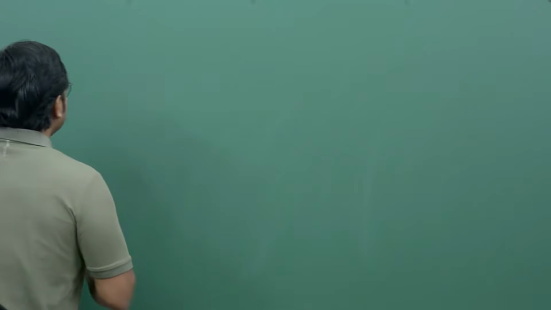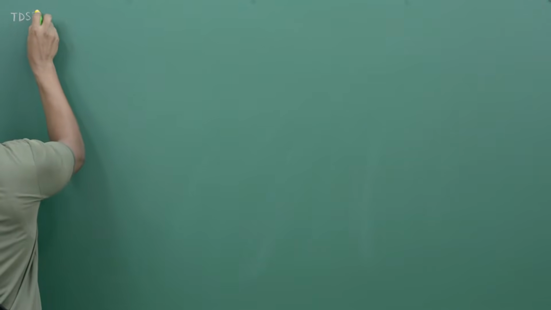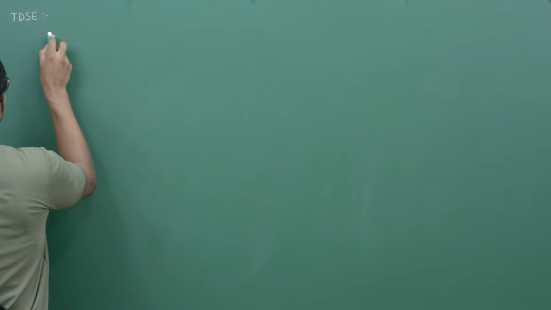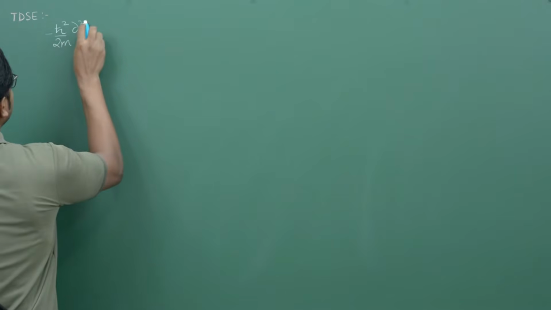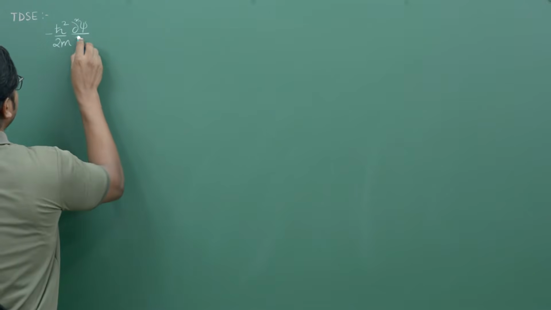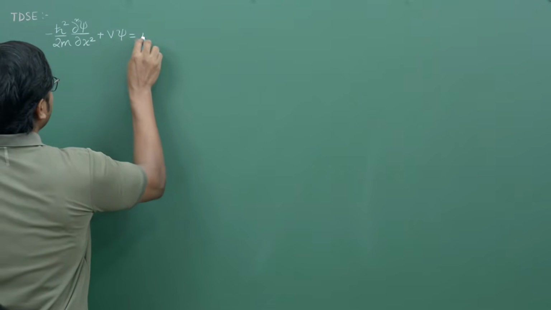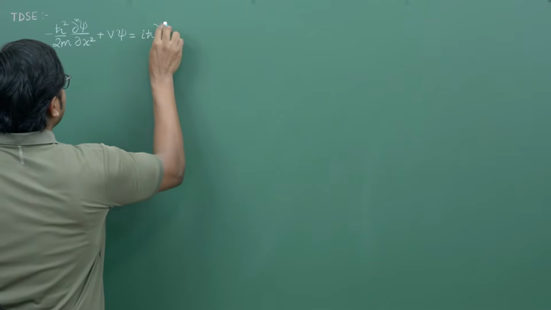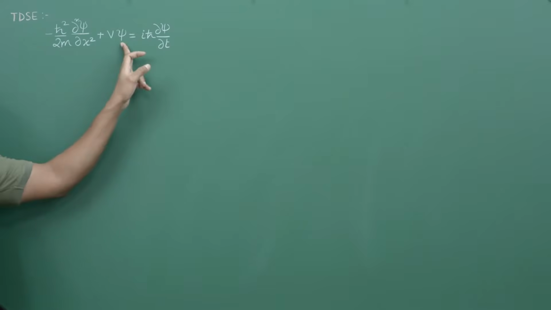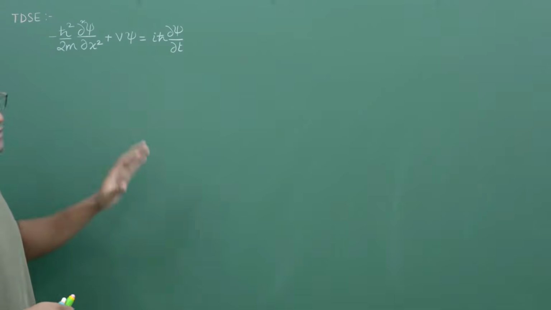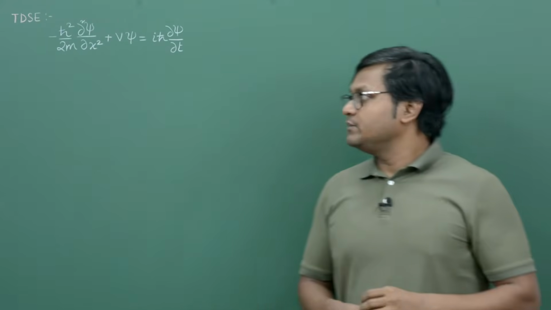So we start with the time dependent Schrödinger equation, which, as you are familiar with, looks something like this: minus h cross squared upon 2m, del squared psi upon del x squared, plus V psi is equal to i h cross del psi upon del t. This is the time dependent Schrödinger equation, where psi here represents the wave function solution, and the overall equation basically gives us a solution of any kind of a physical system in quantum mechanics.